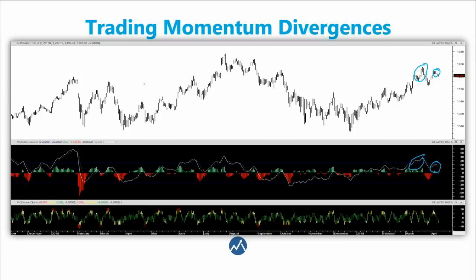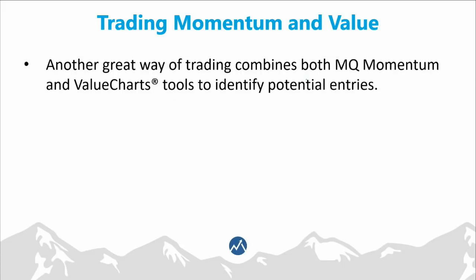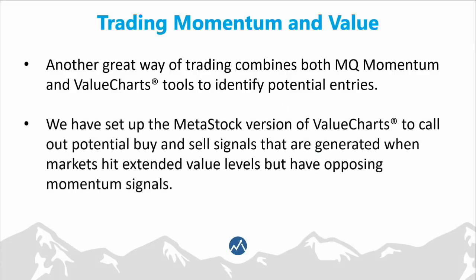All right. So let's move on a little bit more here. We've also added a couple of really cool features to the Metastock version, once again, that's unique totally to Metastock. And what we've done is we've actually combined a couple different signals from momentum and ValueCharts tools to identify potential entries. Okay. So what we start doing is we start looking for a combination between price action and momentum together to identify when a potential top or bottoming is going to occur or when a reversal should occur. And we actually have this set up to call them out to you and plot them on the chart and give you buy and sell signals that are generated when markets hit extended values but have opposing momentum signals.